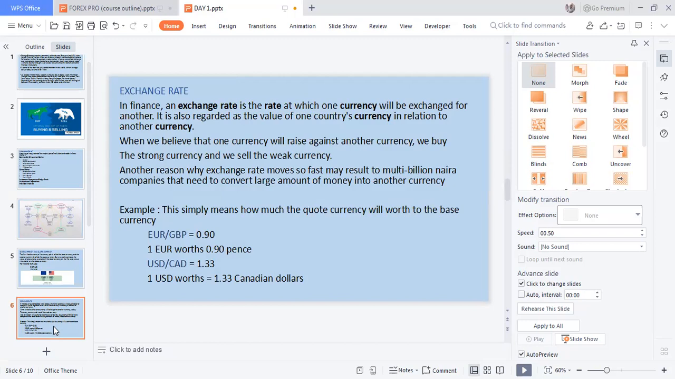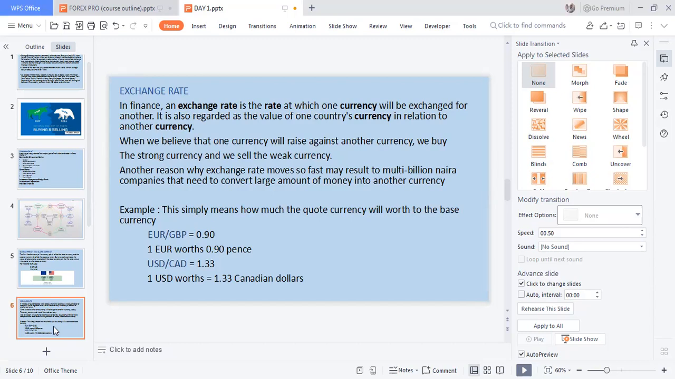The next one is exchange rate. Exchange rate is the rate at which one currency will be exchanged for another. It is also regarded as the value of one country's currency in relation to another currency. We believe that one currency will rise against another currency, so we buy the strong currency and we sell the weak currency. And that is why exchange rates move so fast, which may affect multi-billion naira companies that need to convert large amounts of money into another currency.